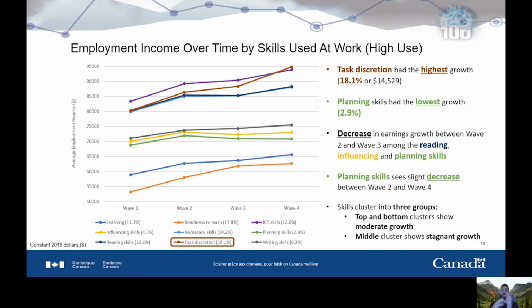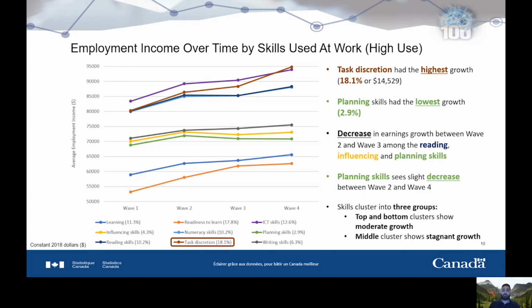Essentially here we're showing the change in employment income over the 4 waves by each skill within the frequently used category. Those who use task discretion skills frequently at work saw the largest growth in employment income over the 4-wave period with a gain of 18.1%, and you can see it in the legend right there, 18.1. Second place was readiness to learn skills with 17.8%.